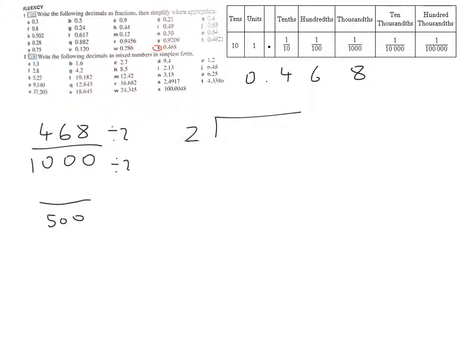So we put the 2 on the outside, the 468 on the inside. 4 divided by 2 is 2. 6 divided by 2 is 3. And 8 divided by 2 is 4.